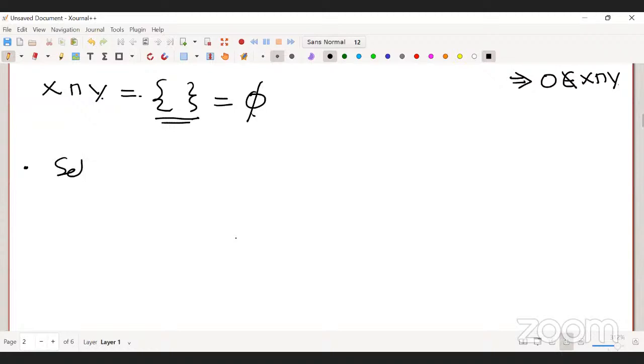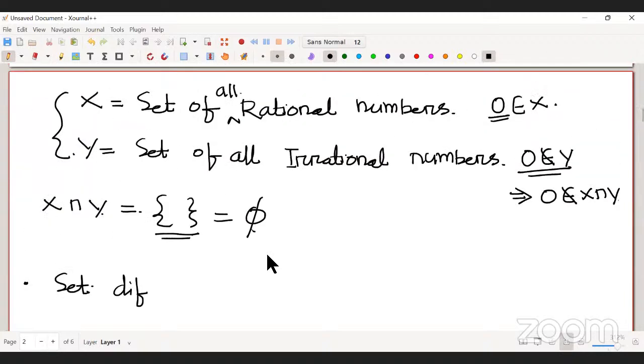Sir, the union of X and Y will be the real numbers, right? Correct, yes. X union Y is R.